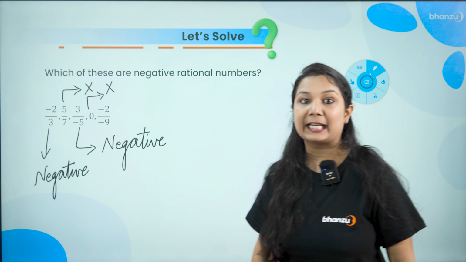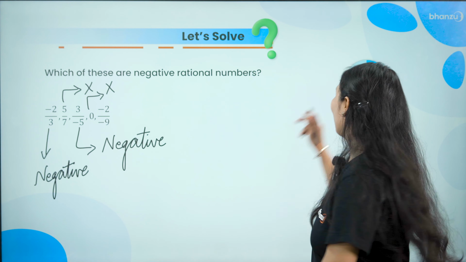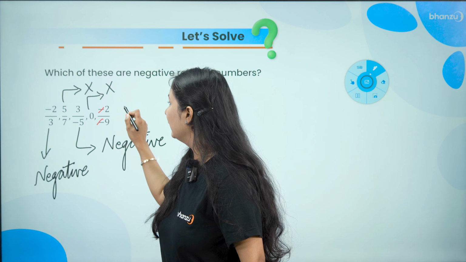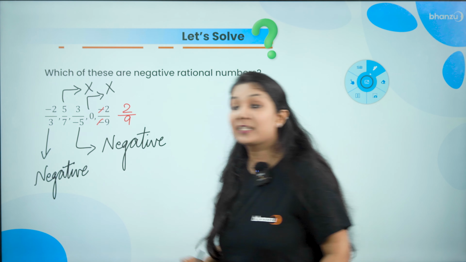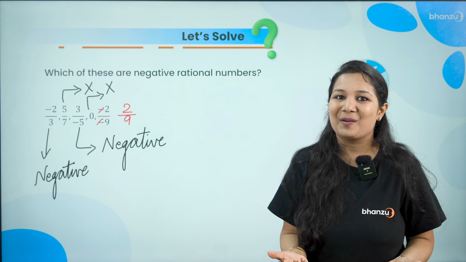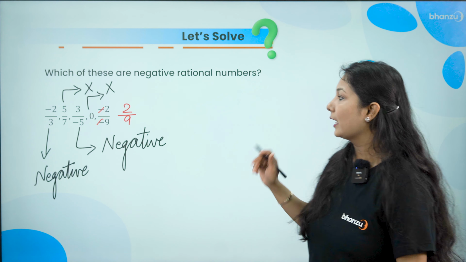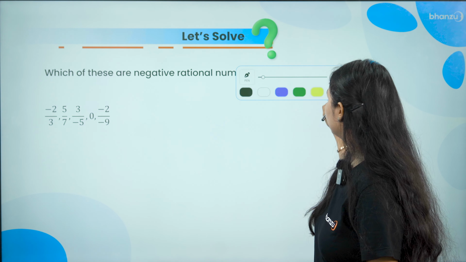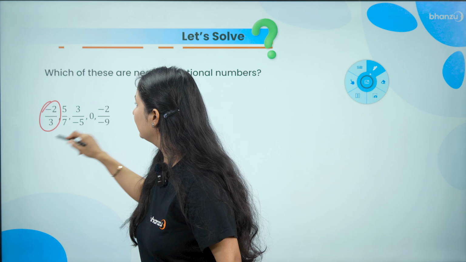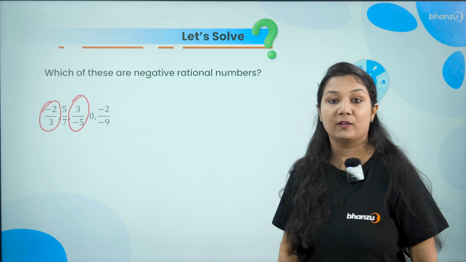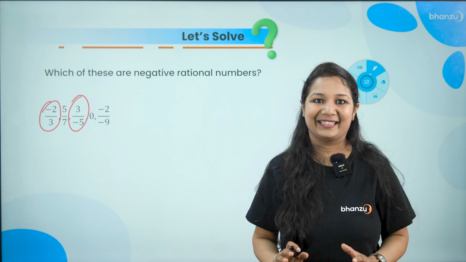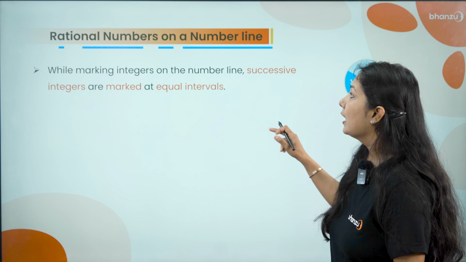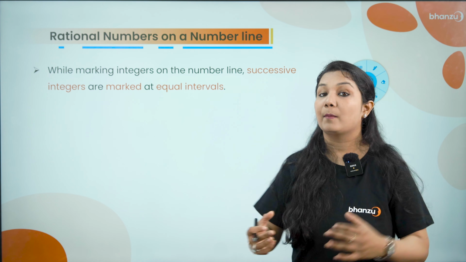Minus 2 by minus 9, what do you think so? No, because minus minus gets cancelled and you will be left with 2 by 9, which is actually a positive rational number. So in this particular case, there are only two negative rational numbers, which are minus 2 by 3 and 3 upon minus 5, not the other ones. Got it?